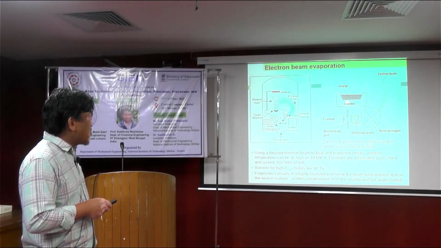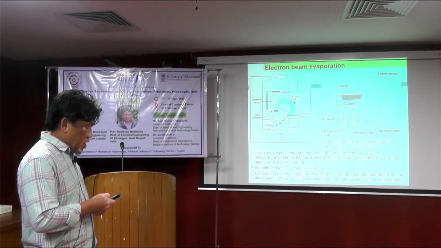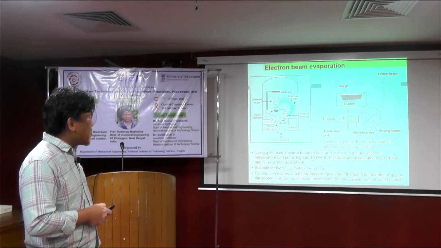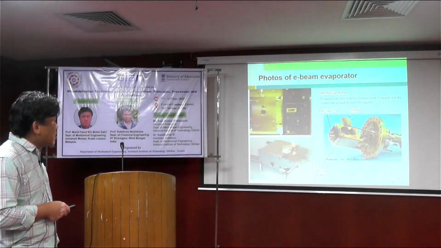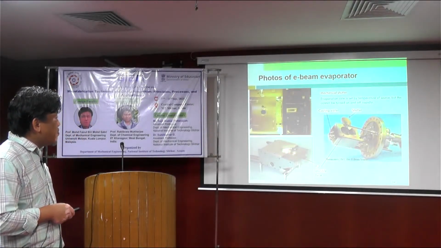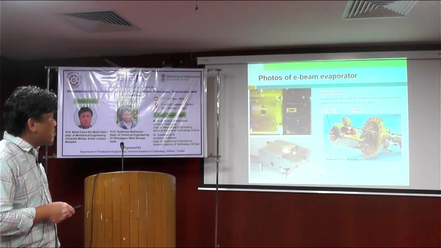So you have your crucible, you heat up using the filament of the E-beam here, electron beam. Then you can have your material evaporated. So this is the setup of the E-beam. You put your crucible here, basically.